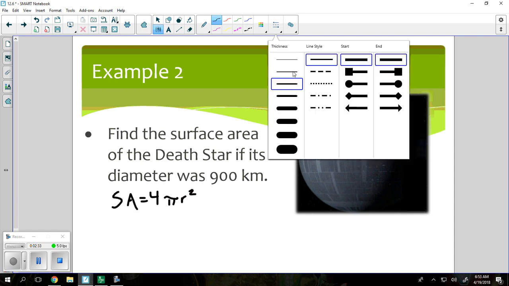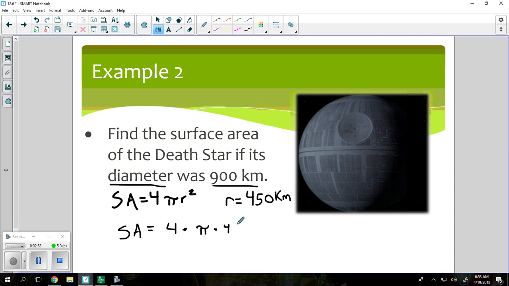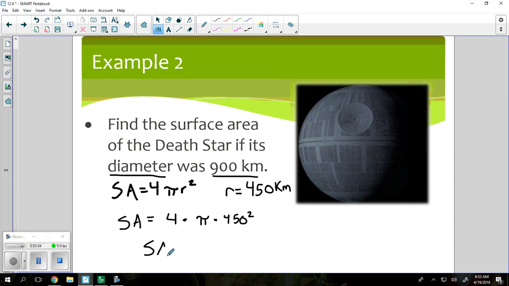For our purposes, we don't need the diameter. That's what we were given. We need the radius. So if the diameter was 900, think about what the radius would be, and it would be 450, because that would be half of the diameter. So that's what we're going to plug in. Surface area equals 4 times pi times 450 squared. And you could expect that we're about to get a very large number, so don't be alarmed when you type this in if you get a very big number, because we have a very big radius. So 4 times pi times 450 squared.